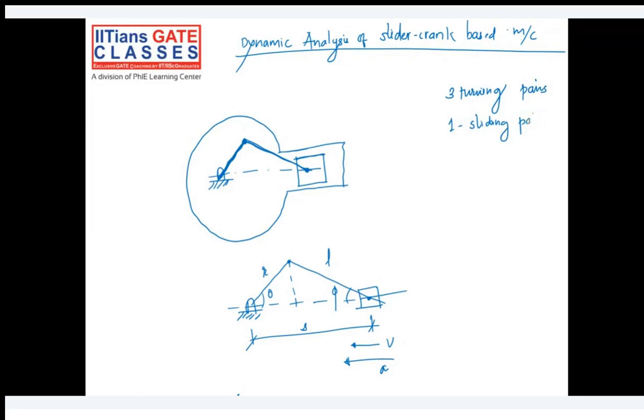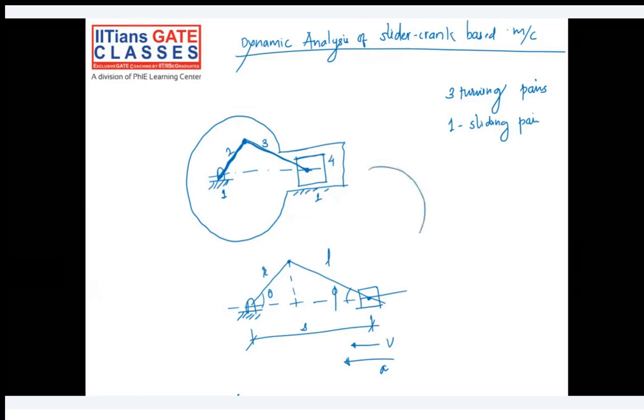in between link number 1 and link number 2, you have a turning pair. In between links 2 and 3, we have a turning pair. In between 3 and 4, you have a turning pair. And in 3 and 1, you have a sliding pair. We have studied this, right? In the first chapter itself, that in a single slider crank chain, we have 3 turning pairs and a sliding pair. So a simplified version of it I have drawn below. You can have a look.